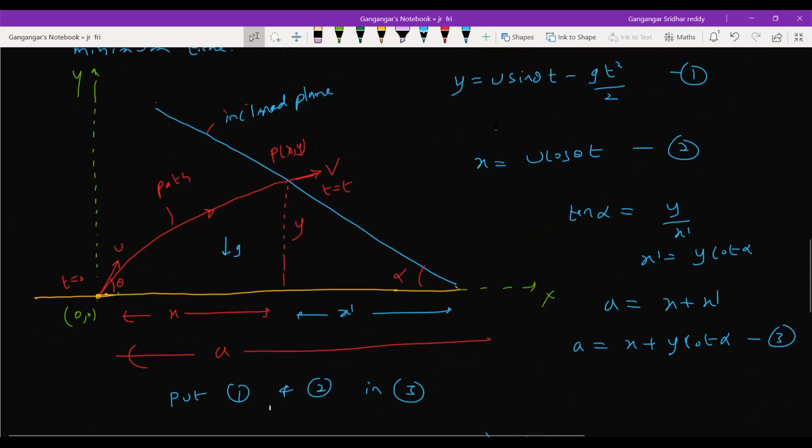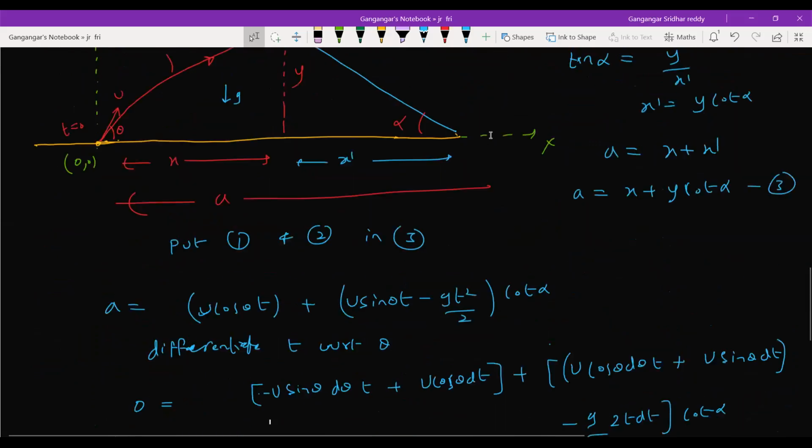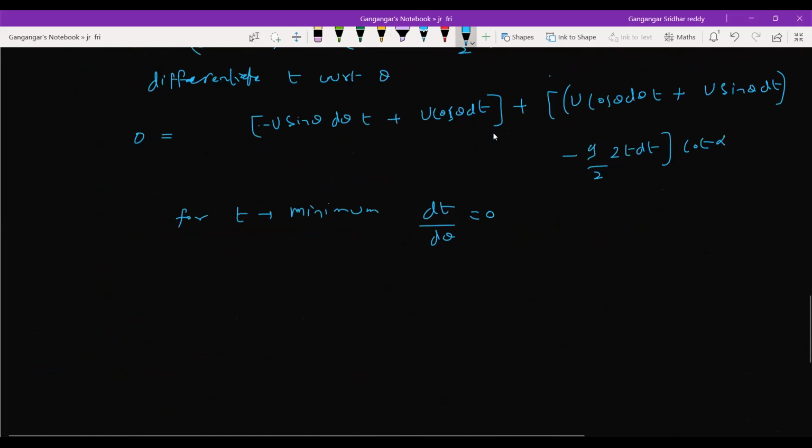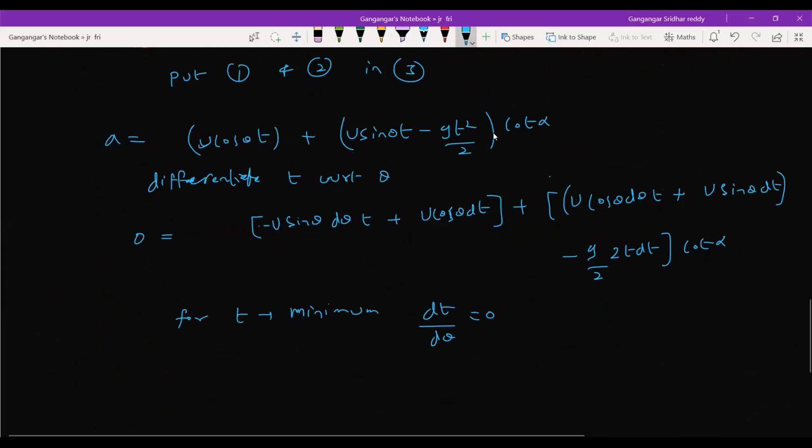Then substituting 3 in 1 and 2 in 3, we'll end up and finally equating dt by d theta equal to 0. Anybody value tan theta? I'll end up with this equation. Tan theta is equal to cot alpha. So therefore, what is theta? Theta should be equal to pi by 2 minus alpha. Substitute that value of theta there and get expression for T minimum.